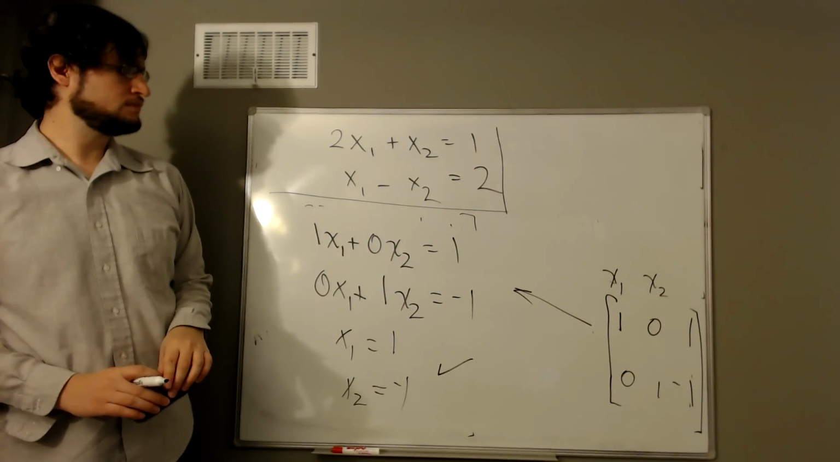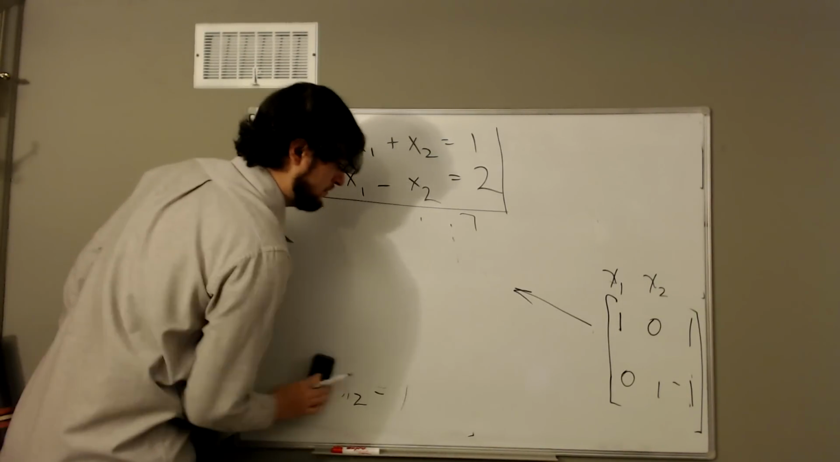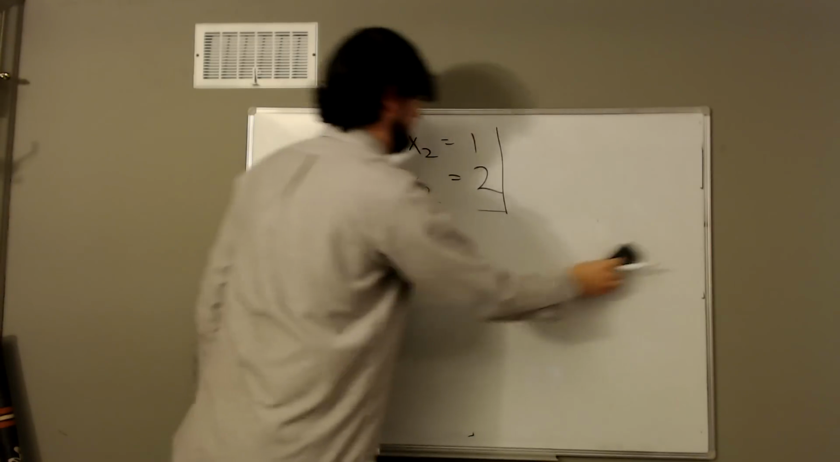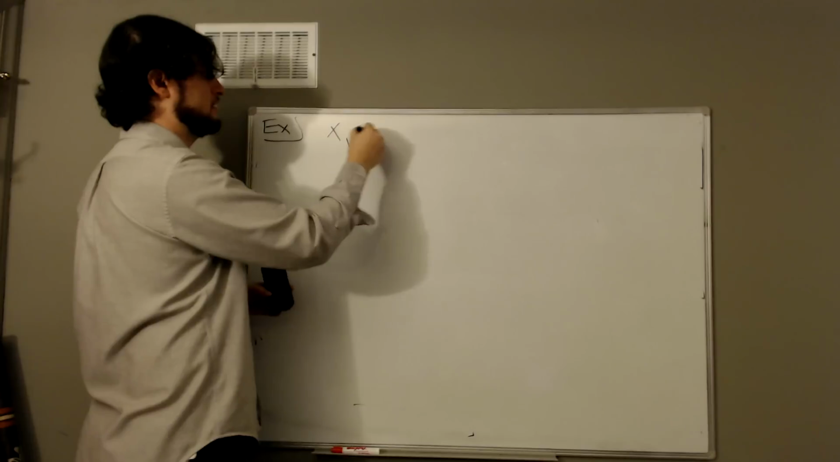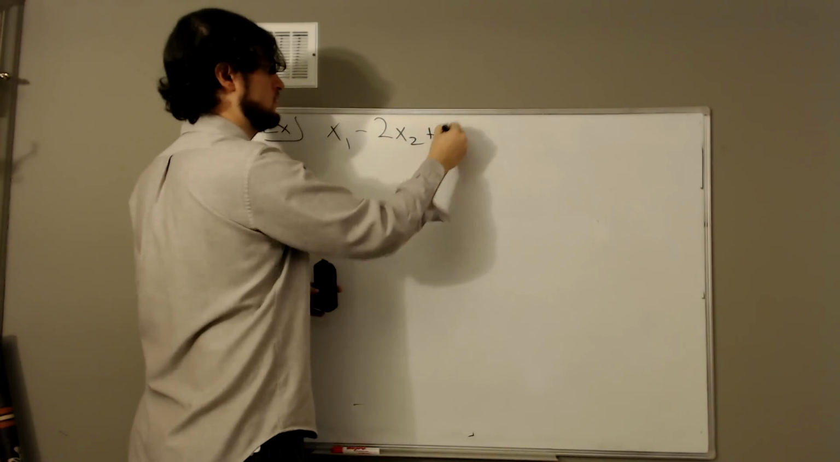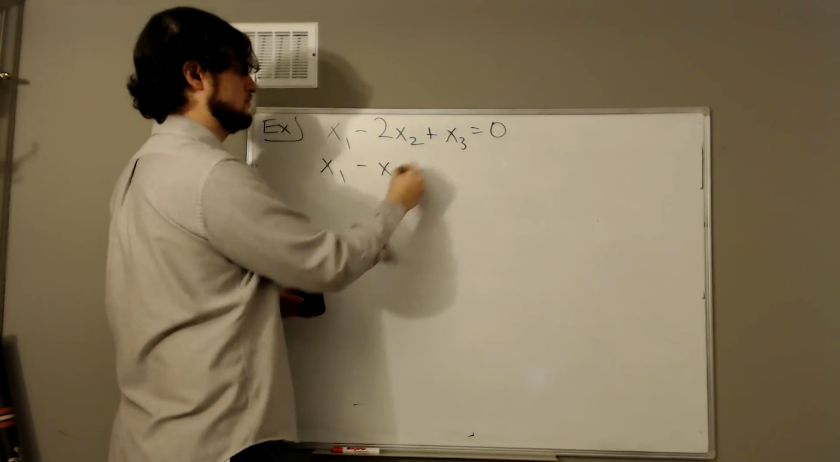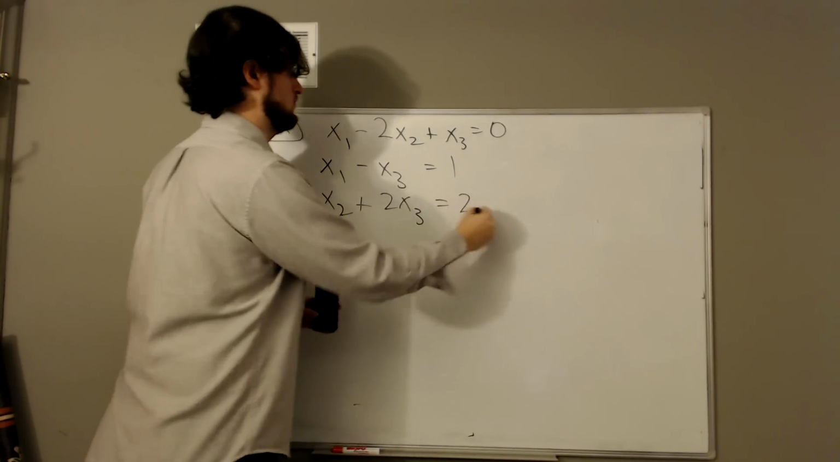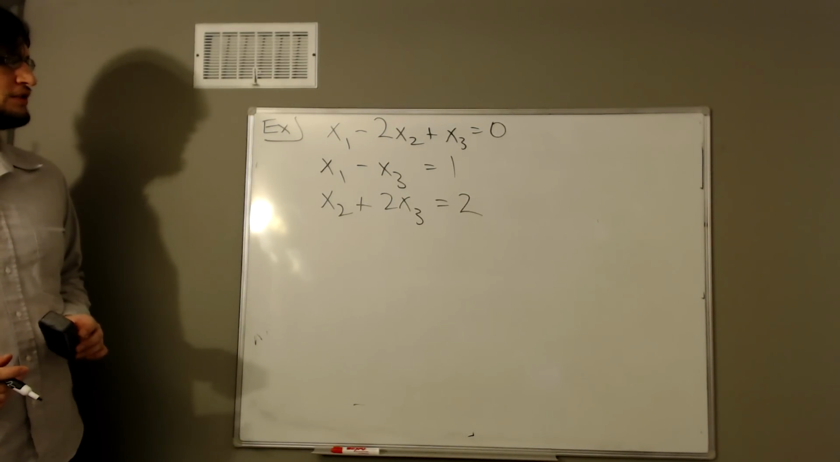All right, so let's look at another one that's a bit more complicated. Suppose that my system looks like this. Here's my system of equations. Let's turn it into a matrix.